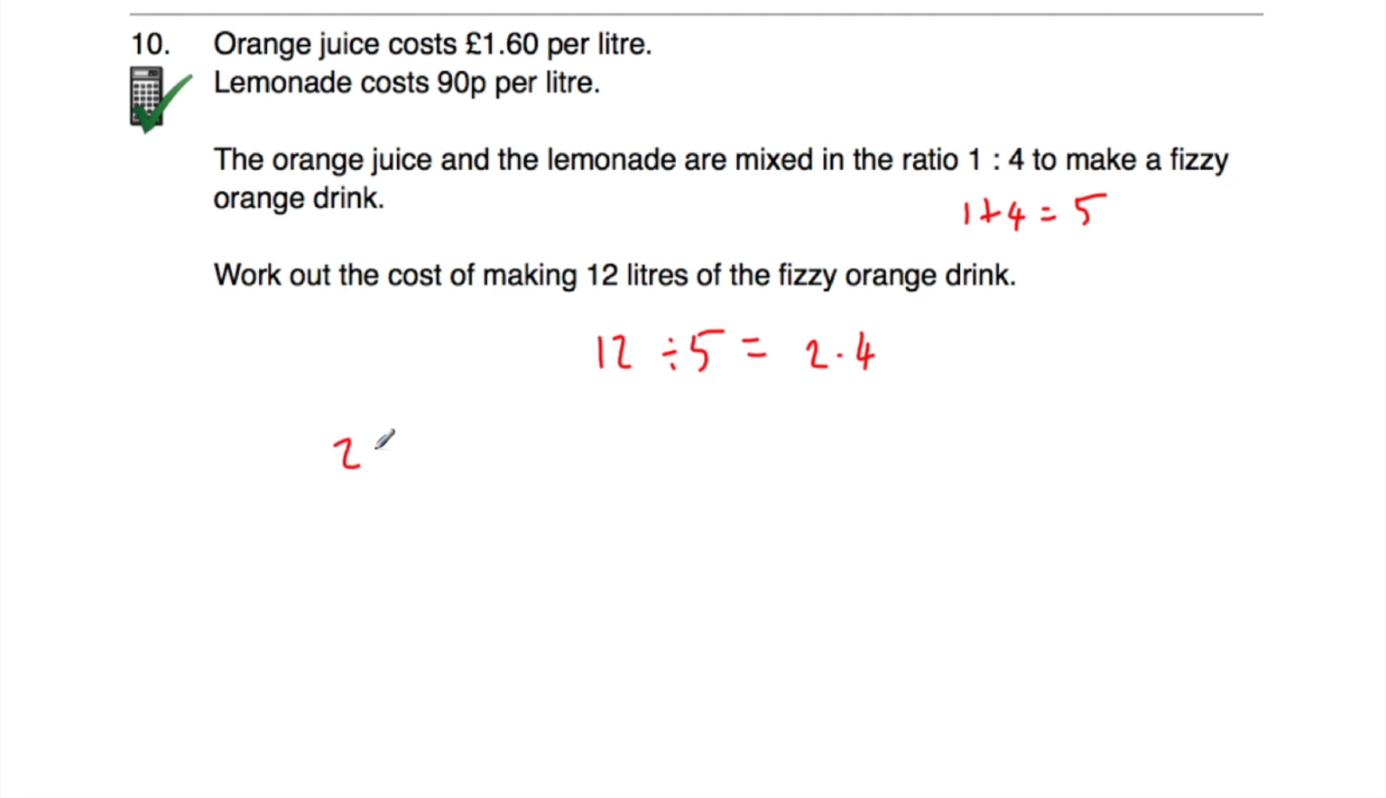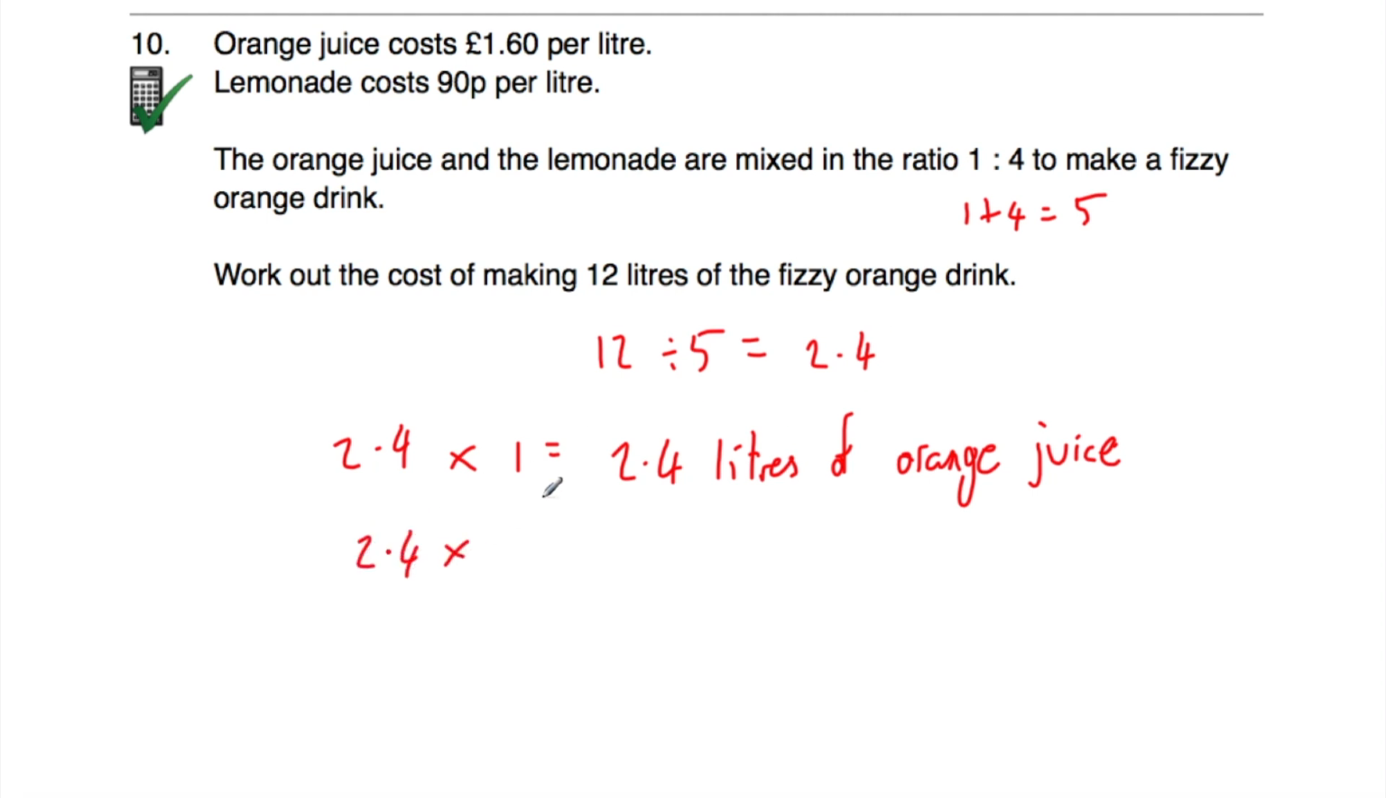So we then take our 2.4 and we multiply it by the orange juice number in the ratio, which is 1. So multiply by 1 is equal to 2.4 litres of orange juice. And in terms of the lemonade, we're going to take our 2.4 and multiply it by the lemonade number in the ratio, which is 4 parts of lemonade. So we multiply by 4, and that's equal to 9.6. So it's 9.6 litres of lemonade.